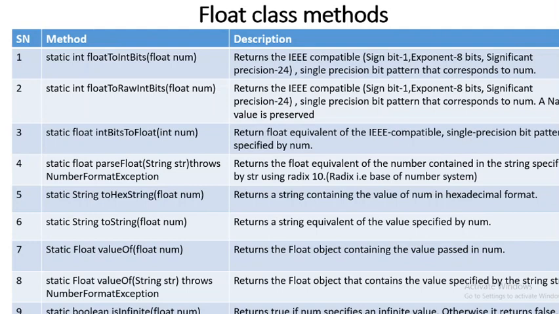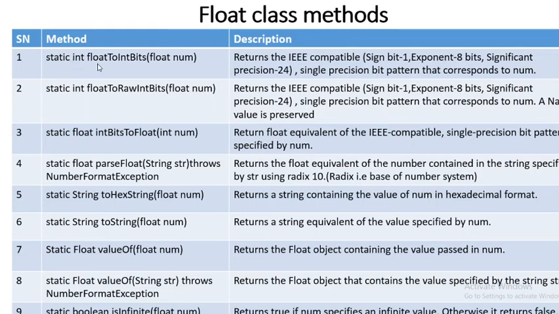So the comparative study part is over. Now we will see some specific methods related to a specific wrapper class. These are all methods of the wrapper class Float. See, these are all static methods. That means if we want to use these methods, we require the name of the wrapper class, that is Float.